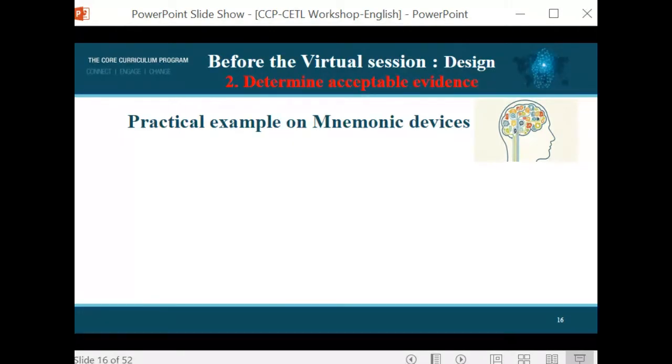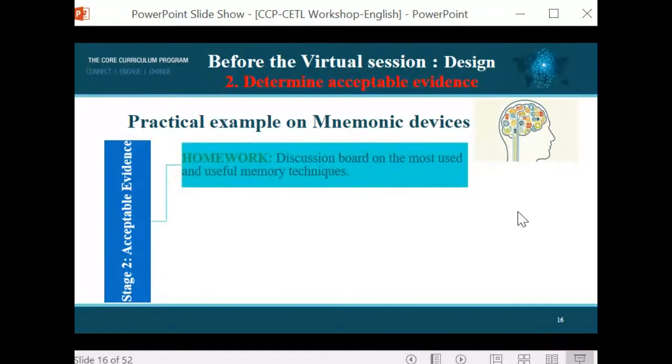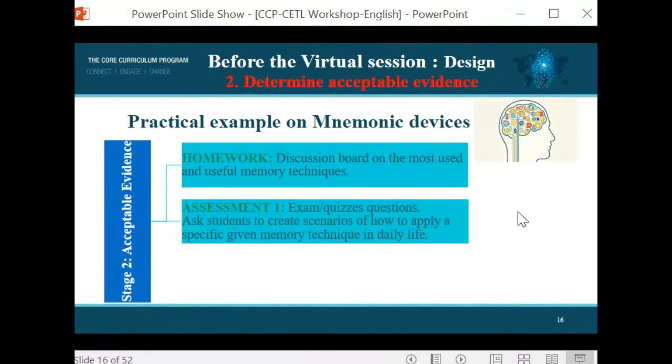So I will apply the same for my virtual class, the same topic. I have set some acceptable evidence in order to show if students have demonstrated the achievement of the desired results of the session explained in the first step. For example, I can design a homework about a discussion board on the most used and useful memory techniques. Another evidence could be a question in a quiz or exam by asking students to create scenarios of how to apply a specific given memory technique in daily life.